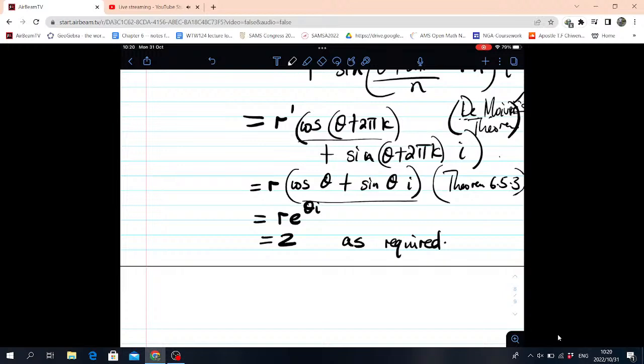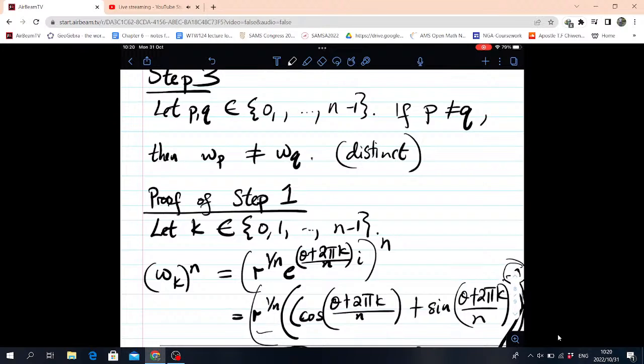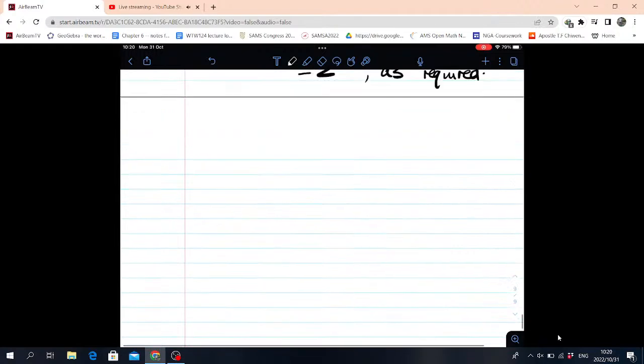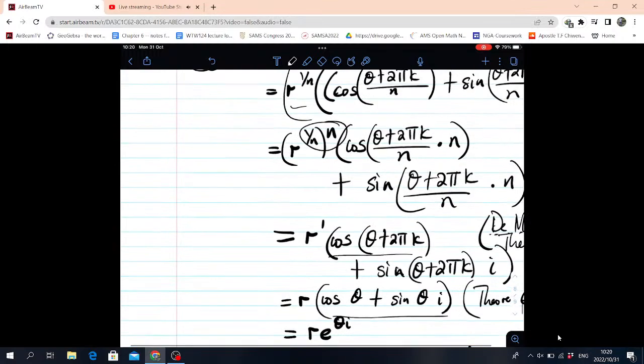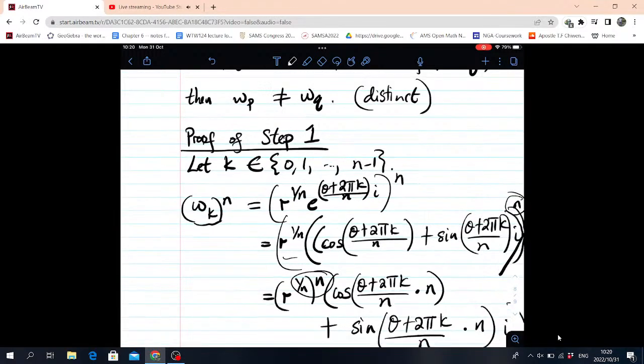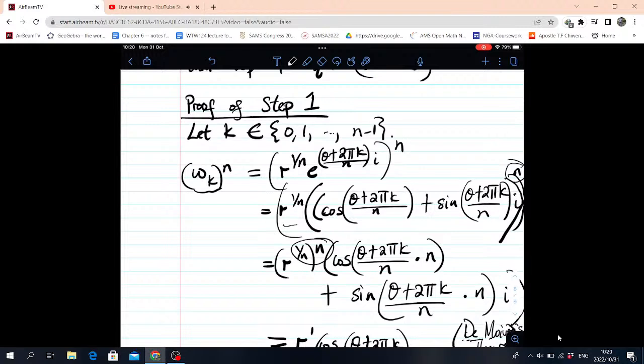And so therefore we have shown that if you've got w_k, it is an nth root of z, because we started off with w_k to the power n and we ended up with our z. I hope the explanations were sufficient to understand what's happening there. We are going to stop here. Tomorrow we will do step 2, and then you will do the other step as an exercise.